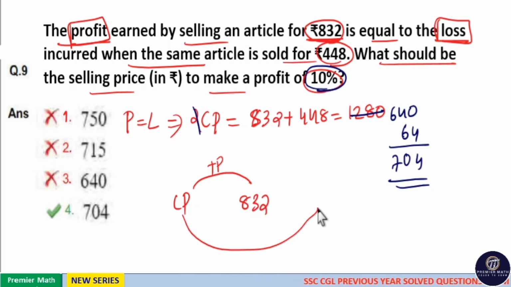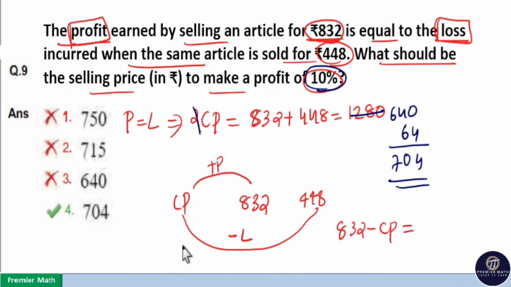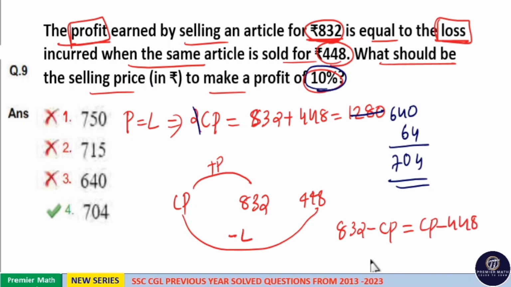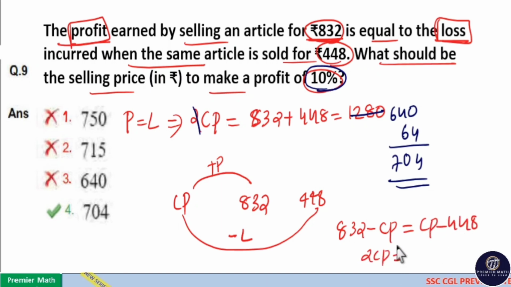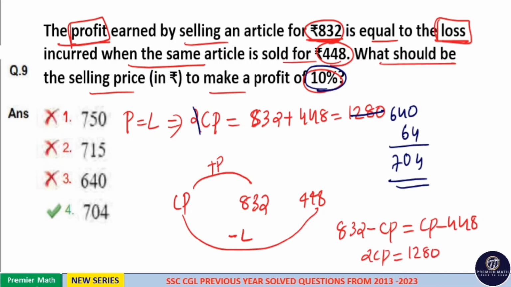And when you sell at 448, you have a loss. Here you have profit equal to loss, which means sell price minus cost price is profit. That is 832 minus CP is profit. Now loss is equal to cost price minus sell price, that is CP minus 448. Now you can see 2CP is equal to 1280. So this is the concept used here.